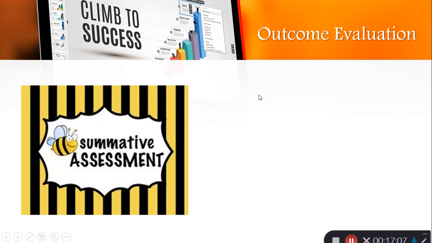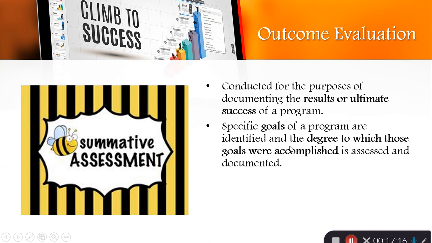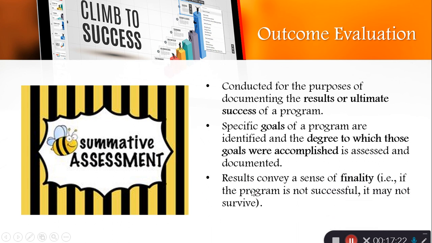In terms of outcome evaluations, they are conducted for the purposes of documenting the results or ultimate success of a program. Specific goals of a program are identified, and the degree to which those goals were accomplished is assessed and documented. Results convey a sense of finality in terms of whether a program is successful or not, and whether a program may or may not survive.